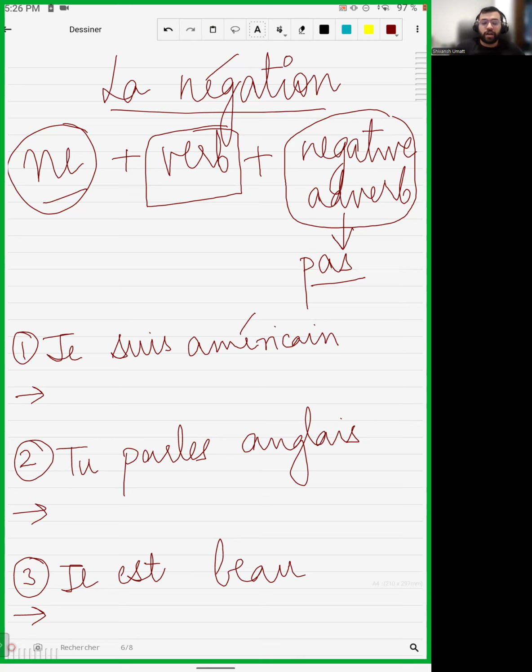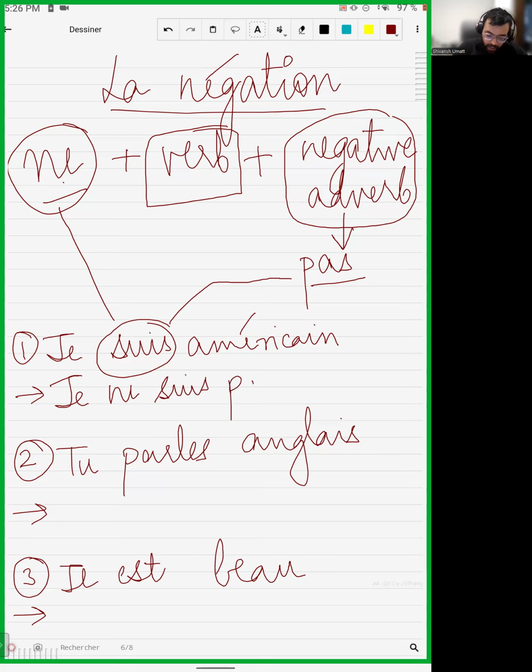So the first example I have written is je suis américain. So how do you make it into a negative sentence? The verb in the sentence is suis. So before suis, we put ne, and after suis, we put the word pas. So the sentence becomes je ne suis pas américain. I am not American. Je ne suis pas américain.